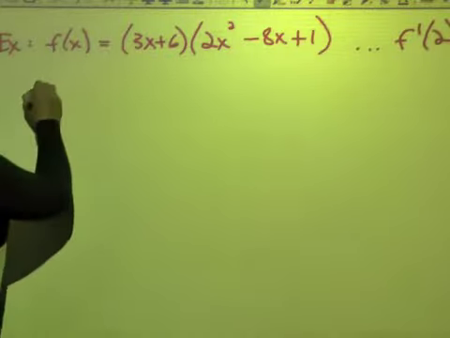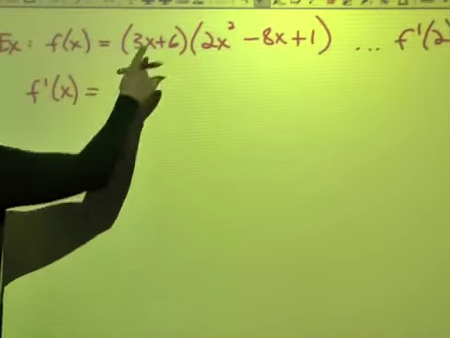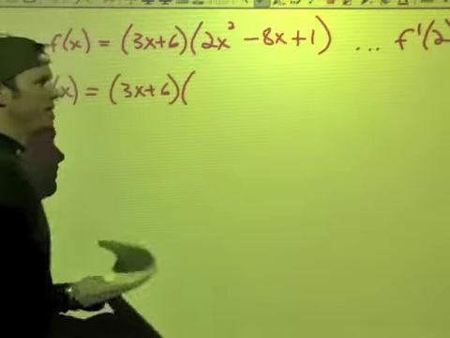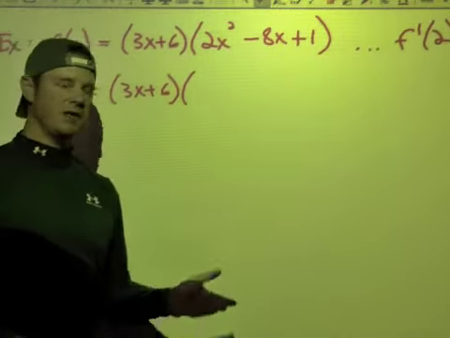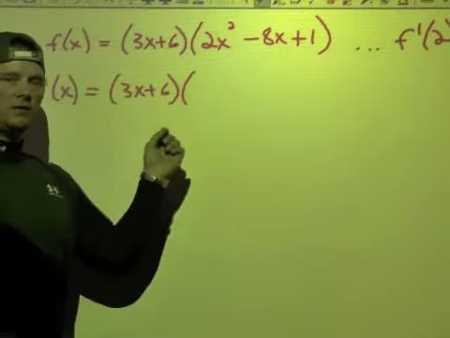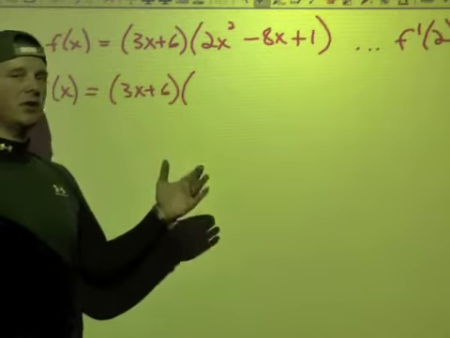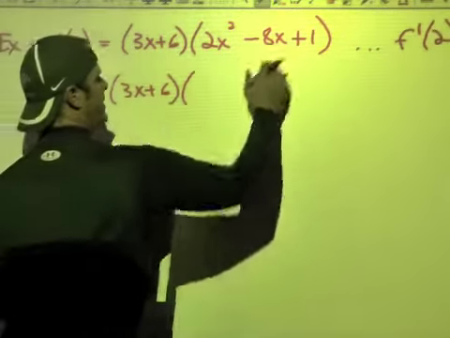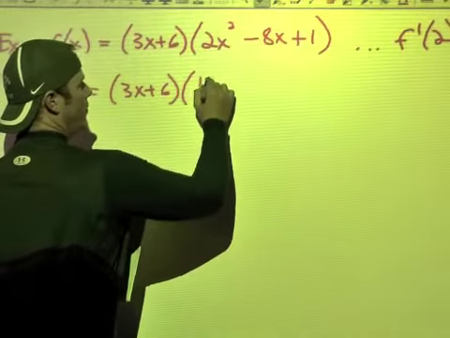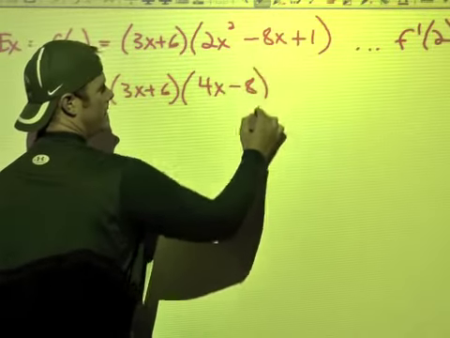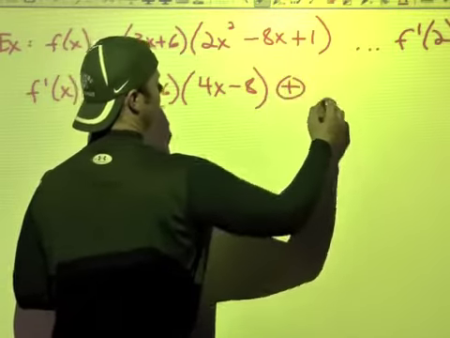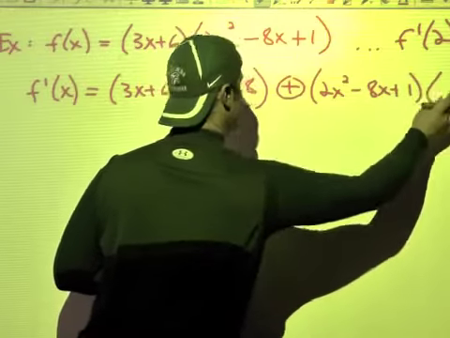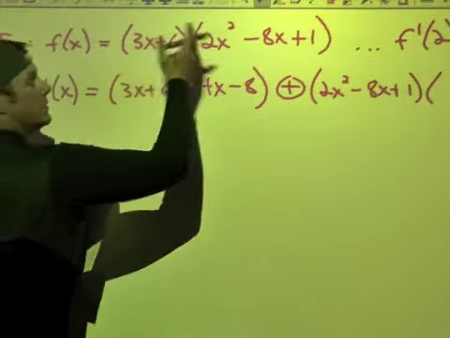So to use the product rule, here's how it works. We take the first function, 3x plus 6, and multiply by the derivative of the second. Now notice that I'm using parentheses here because each part is not a single term. So I have to group the terms together with parentheses. First function times the derivative of the second. The derivative of the second is 4x minus 8. Plus the second function, 2x squared minus 8x plus 1, times the derivative of the first, which is 3.